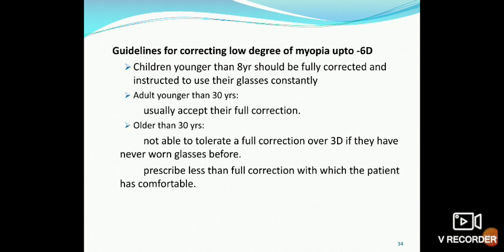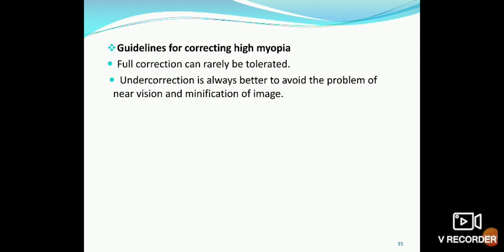Prescribe them the full correction with which the patient is comfortable. Less than full correction should be given. For high myopic individuals, they also do not tolerate full correction. For them also, under correction is always better.